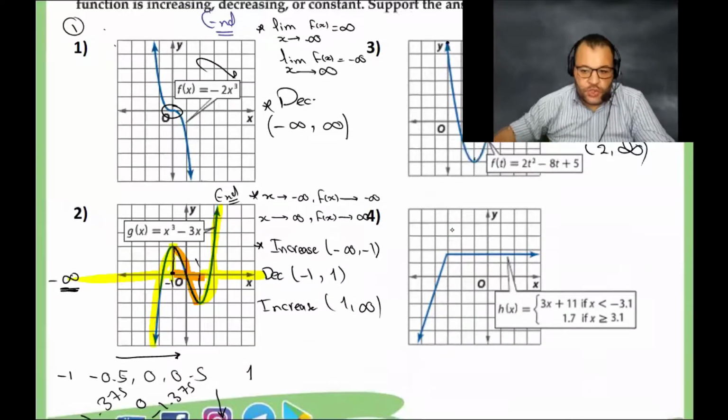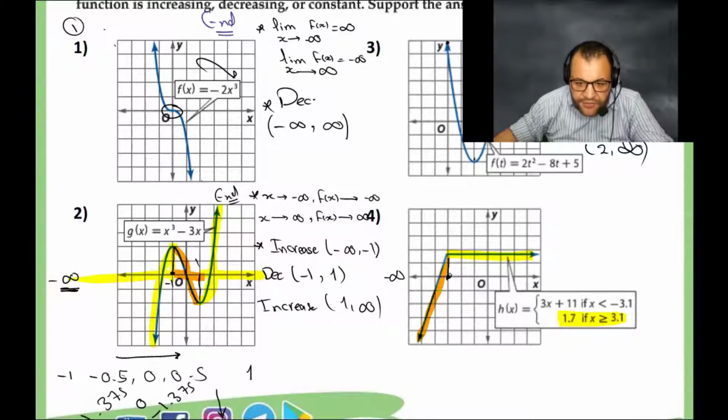So number 4, we need to solve question number 4. If you look at number 4, you will find that we have a constant part, for the piecewise function, a constant value. You understand it? Yeah. So now we have, at this part, the function is increasing or decreasing? Increasing from negative infinity to 3.1. No, look at the graph here. Look at the condition that we have here. Oh, yeah. It's negative 3.1.